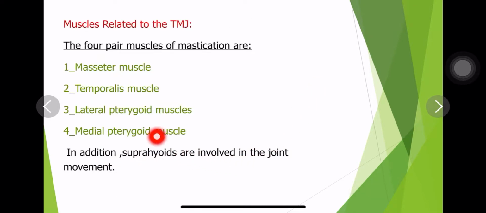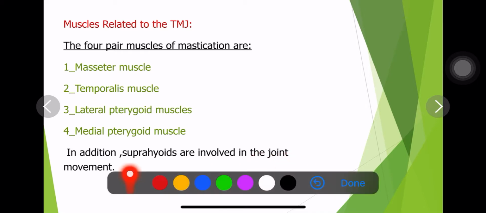We also have muscles related to the temporomandibular joint. We have four pairs of muscles of mastication: first the masseter muscles, then the temporalis muscles, lateral pterygoid muscles, and medial pterygoid muscles. In addition, the suprahyoid muscles are involved in the joint movement.